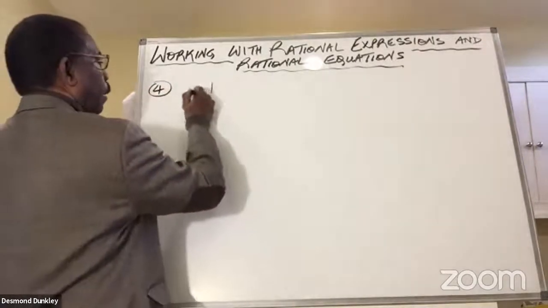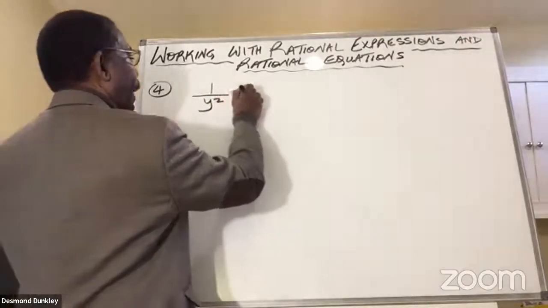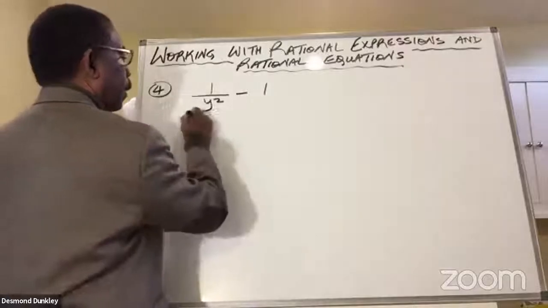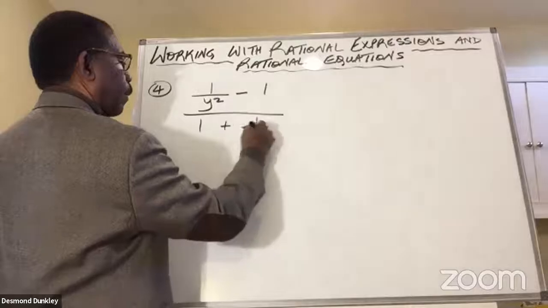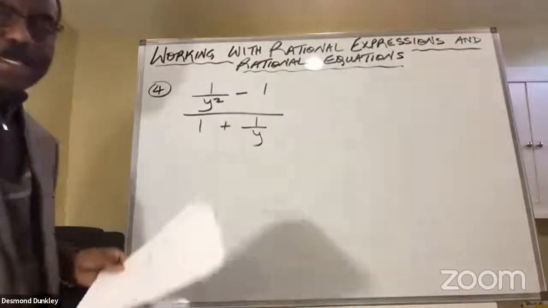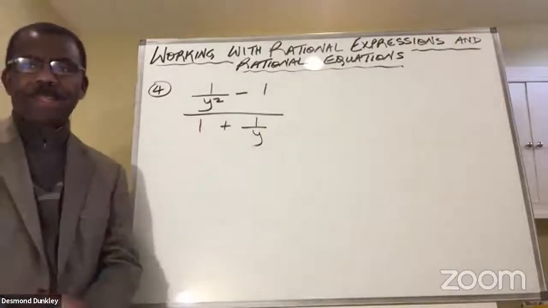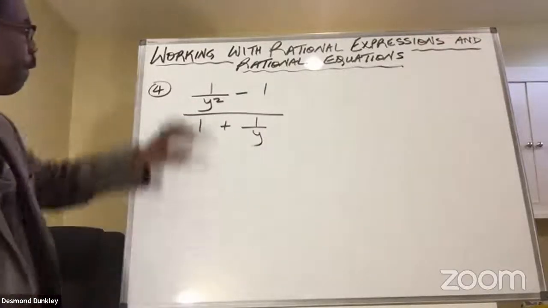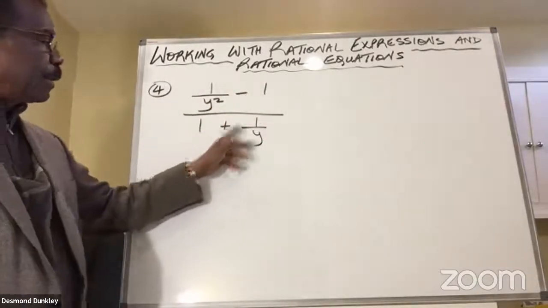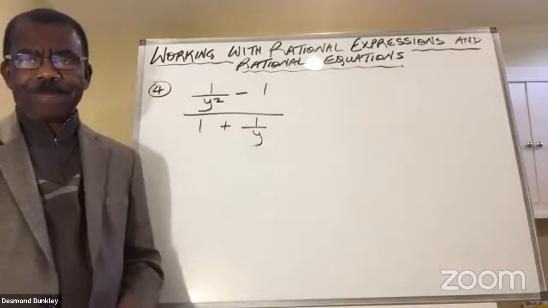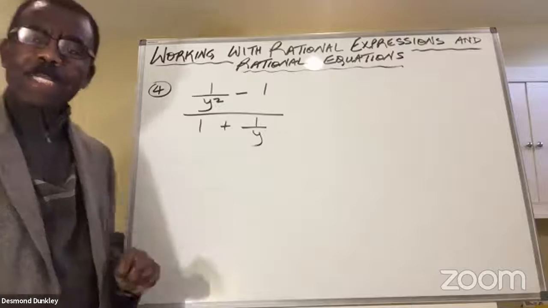It is 1 over y squared minus 1, all over 1 plus 1 over y. Yes, I warned you. This is ugly, really ugly. So we have a fraction minus a whole number, and a whole number plus a fraction. So you have an ugly expression as a numerator, and an ugly expression as a denominator.